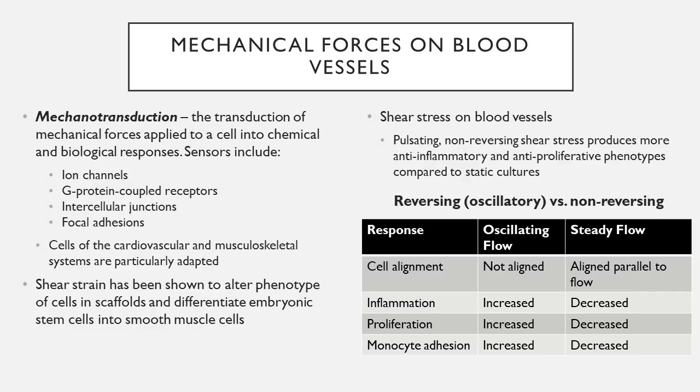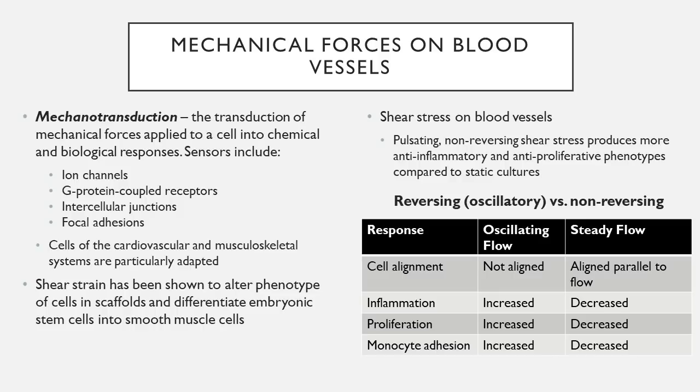So all these points bring up the idea of mechanotransduction, which is really just the transduction of mechanical forces applied to a cell or tissue into chemical and biological responses. So there are many different sensors of mechanical forces on a particular cell, such as ion channels, G-protein coupled receptors, intracellular junctions, and then focal adhesion points. And it's also easy to understand, I think, that cells of either the cardiovascular or musculoskeletal system are particularly adapted to these particular sensors and also very sensitive to the particular forces that are subjected to them.